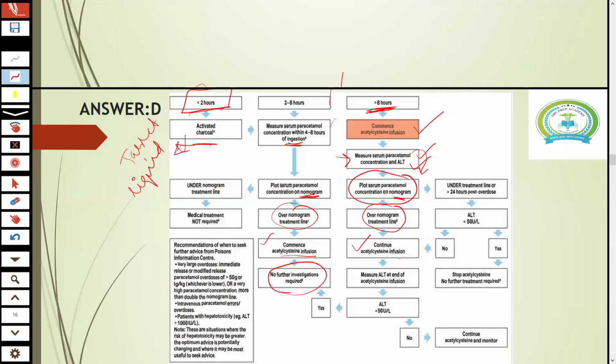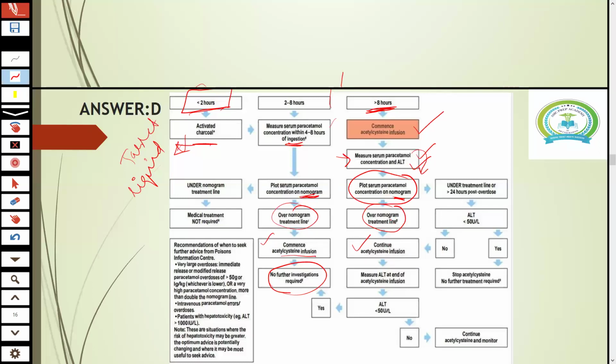Okay, Dr. Azhar, just try to understand that we have two things here. We have to take care of the time duration as well as the symptomatology of our patient. Here, we don't know the time period, and the other thing, the patient is drowsy. He is not alert. In that case, you don't wait for measurement of the levels. You have to start this N-acetylcysteine infusion.